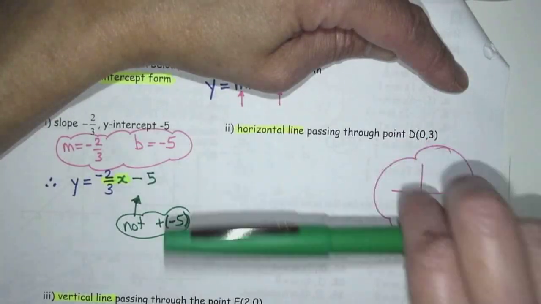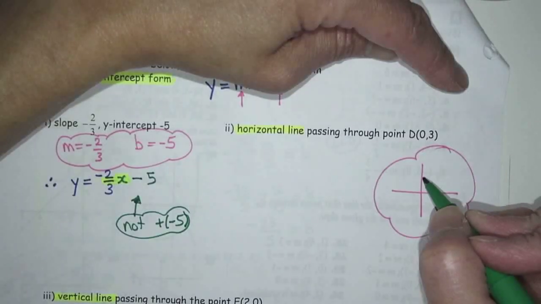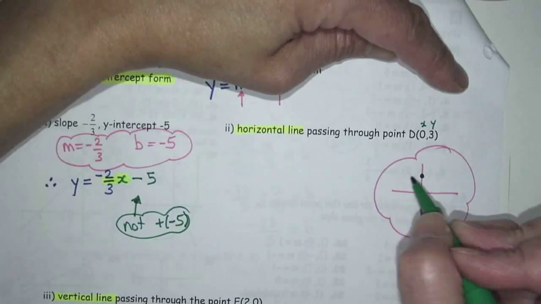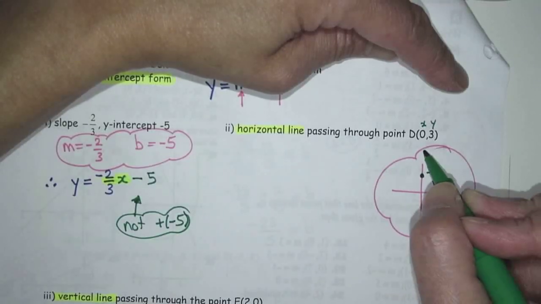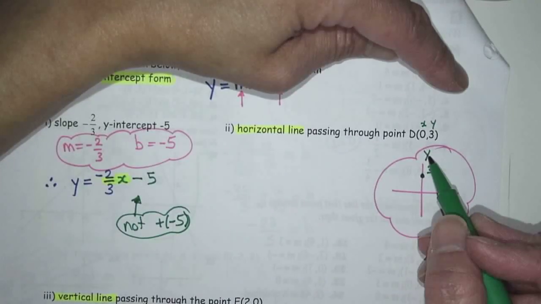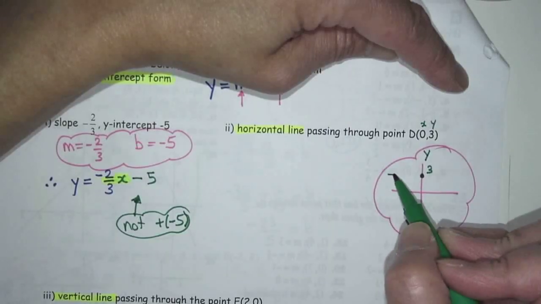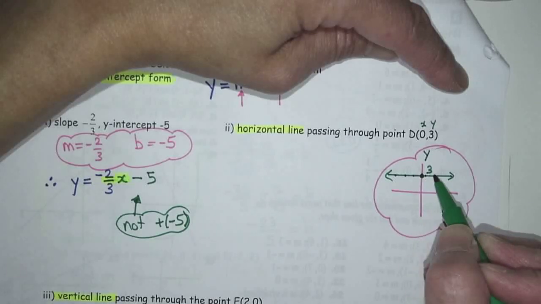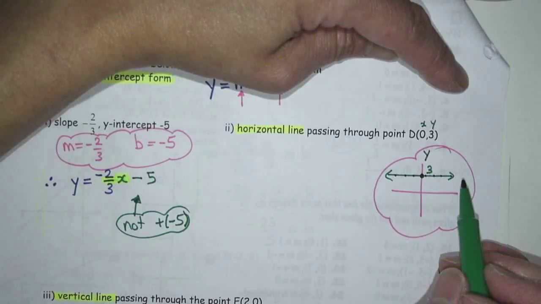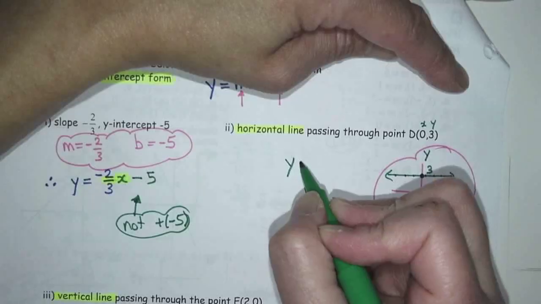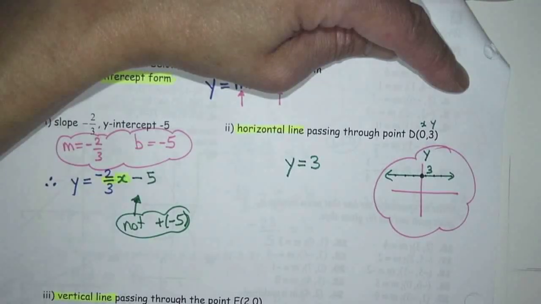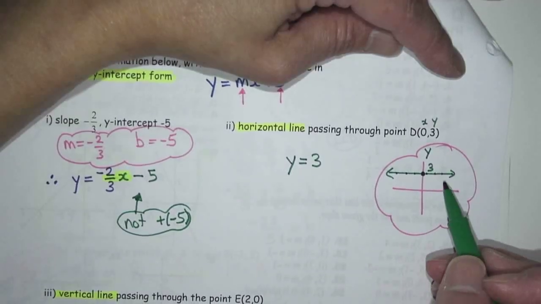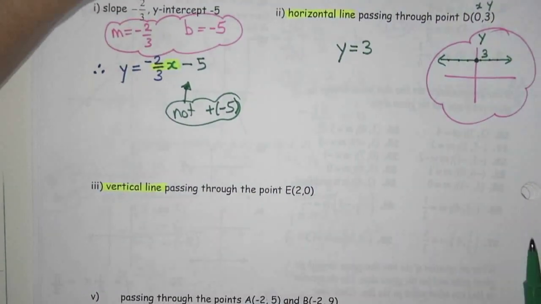If it's going through the point 0, 3, with 0 for x and y is 3, then it's going through 3 on your y-axis. So I picture the y-axis, it went through 3, and it's doing this. That means the y values are 3 forever. The height of it is 3 forever. And that makes the equation y equals 3. So for any horizontal line, it's y equals the number. And for any vertical line, so picture it again.